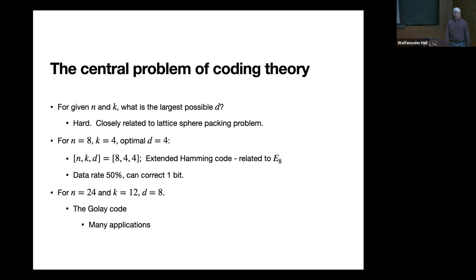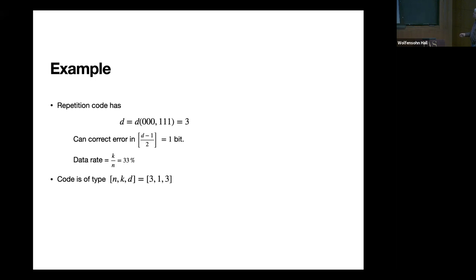All right, so now we come to the central problem of coding theory, or maybe the most important problem. What's the meaning of the second three? The second three is D, the Hamming distance. Okay.